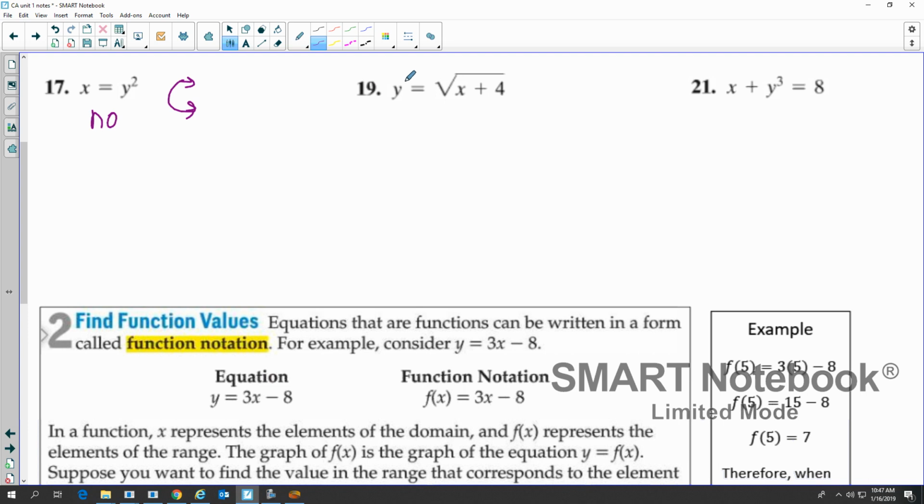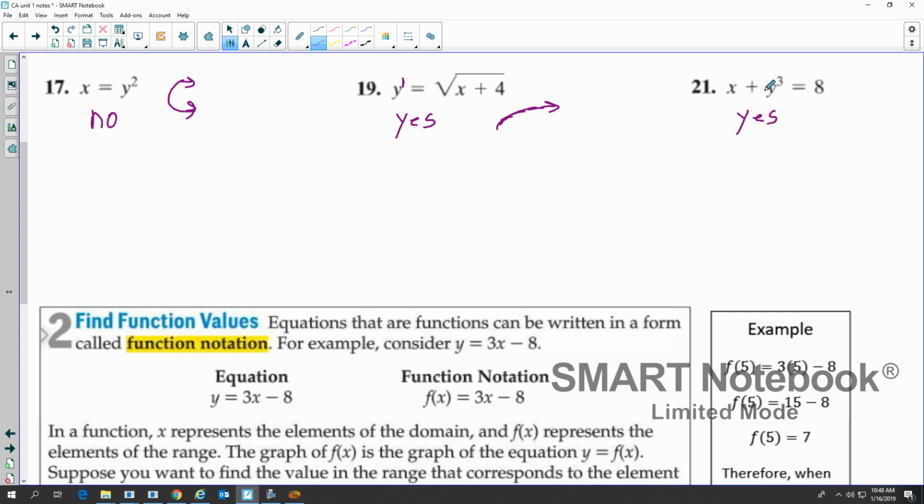19, okay, it's not an even power, so you're fine. So yes, it's a function. And just so you know, this is a square root function, and it looks like half of a parabola on its side, and we will graph this in a later unit. And then our last one, we've got a power of 3, not even, so you're fine. So yes, it's a function.